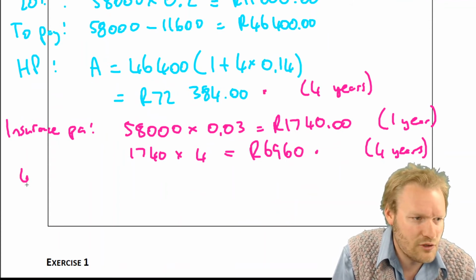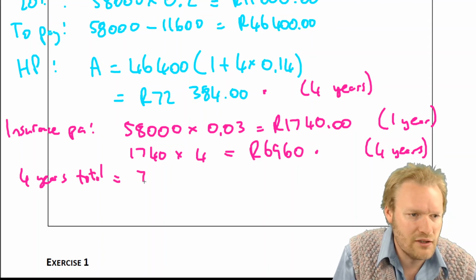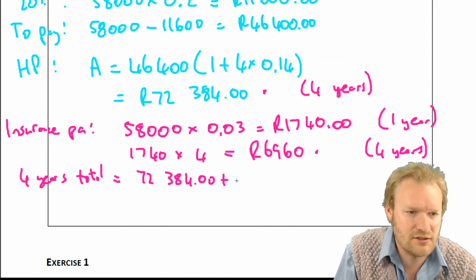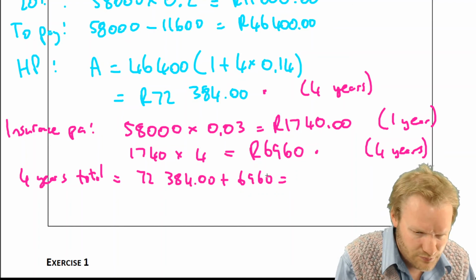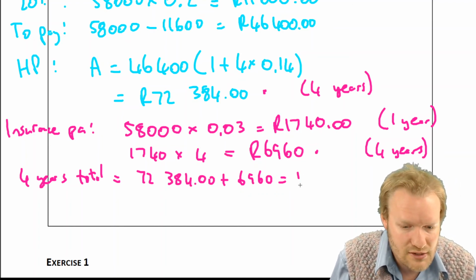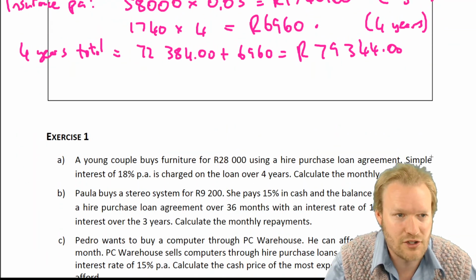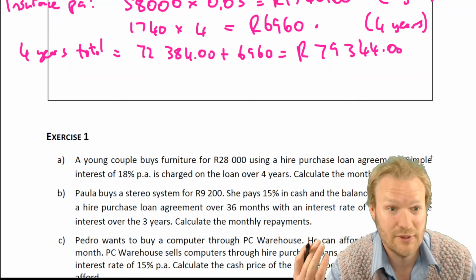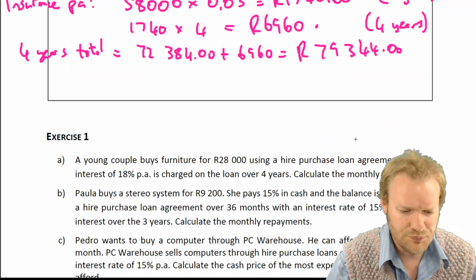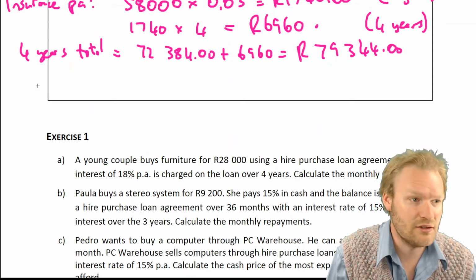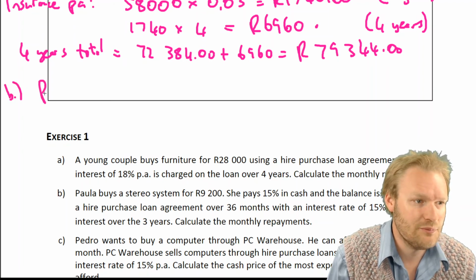So over the 4 years, total would be 72,384 plus this amount here, 6,960, equals 79,344 rand. There it is. Okay, so over the 4 years, that's how much she has to pay. And the second part of the question, how much is that per month? So part B, per month.